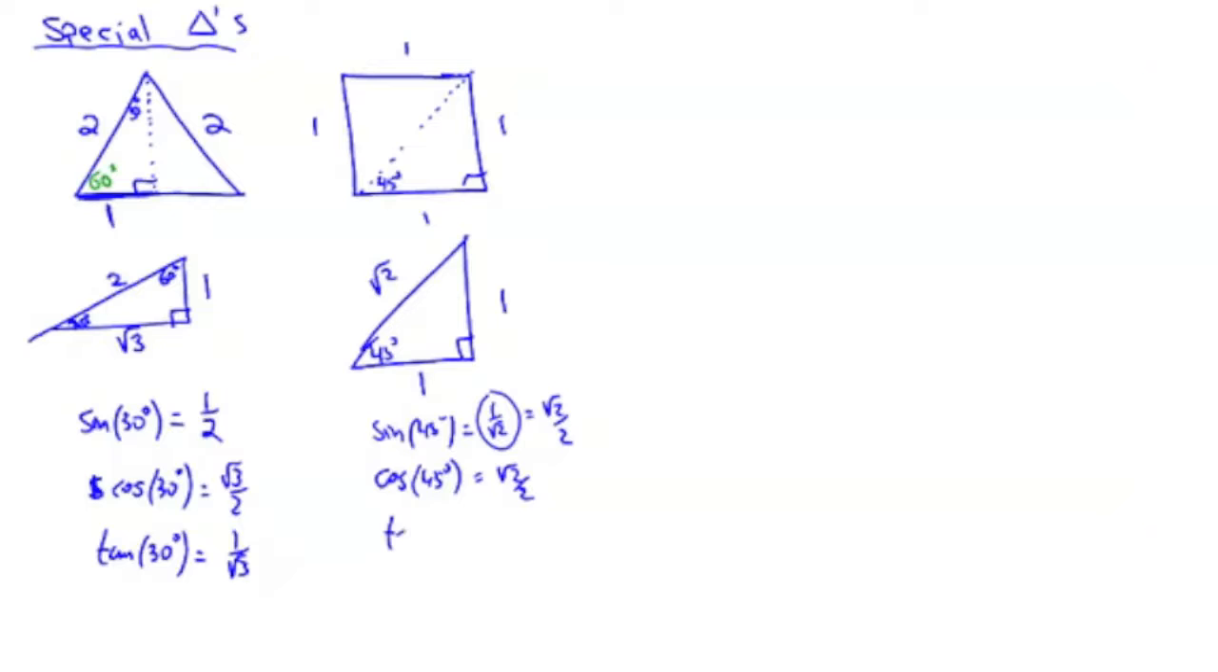And then tangent of 45, the most interesting one. 1 over 1, which is better known as 1. This is how you test your calculator to see what mode you're in. You type in tangent of 45 and your answer comes up to be 1, you're in degree mode. You type in tangent of 45 and you get something other than 1, you're in radian mode.